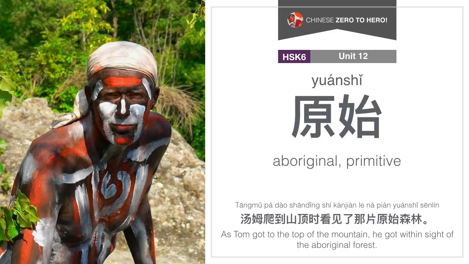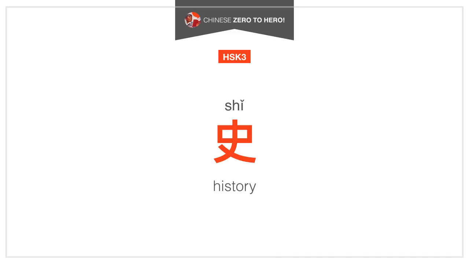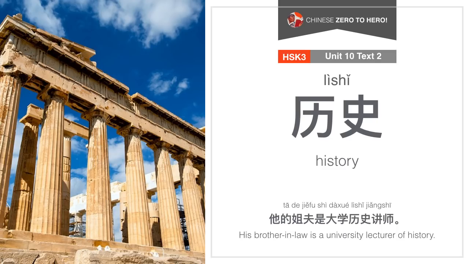In HSK 6, we learn the word 原始 meaning aboriginal or primitive. 汤姆爬到山顶时看见了那片原始森林. As Tom got to the top of the mountain, he got within sight of the aboriginal forest. 史, when written like this, means history. In HSK 3, under Unit 10, Text 2, we learn 历史 meaning history. 他的姐夫是个大学历史讲师. His brother-in-law is a university lecturer of history.